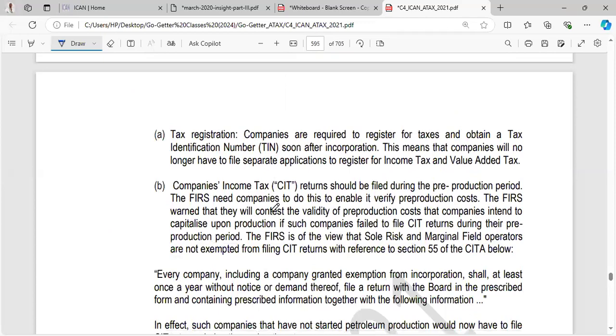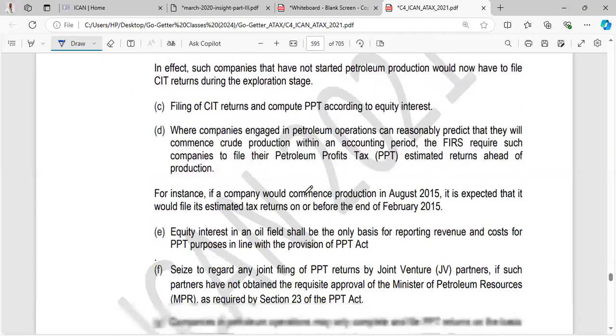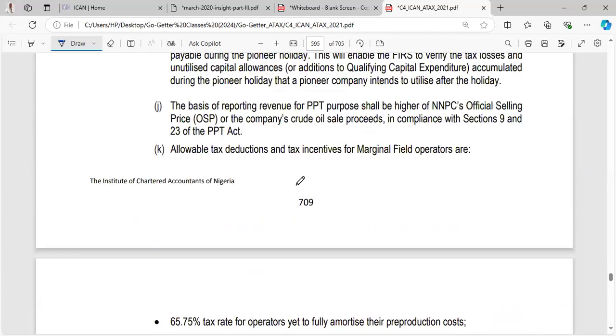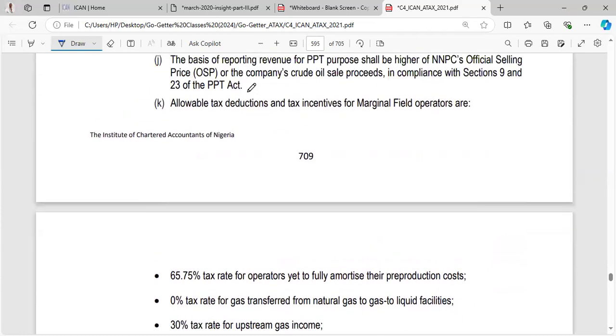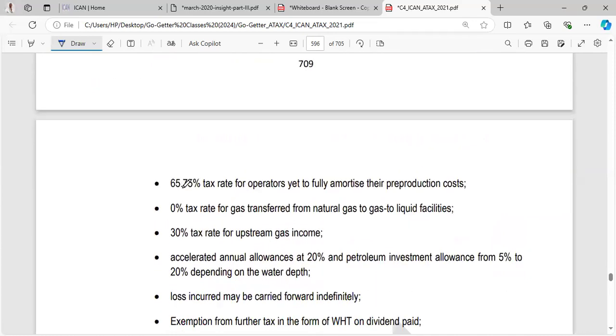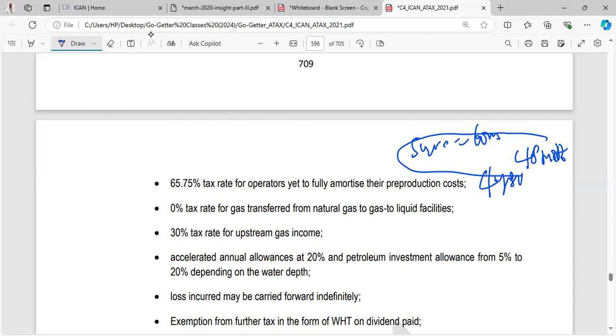All right, so we're going to skip some of these things here. He said allowable tax deduction and tax incentives for marginal field operations are, he said this last time, 65.75% tax rate for operators yet to fully amortize their pre-production cost. So this is for the first 4 years, which is 48 months. Sorry, is it 5 years? I will check if it is 5 years, which is 60 months, or 48. I will confirm that. I used to think it's 48.